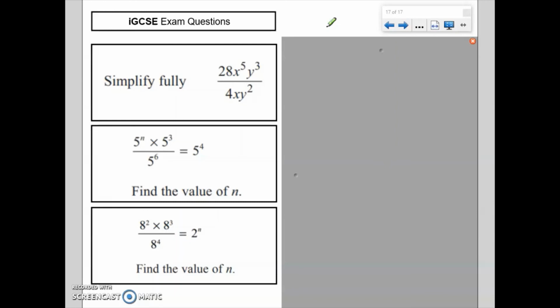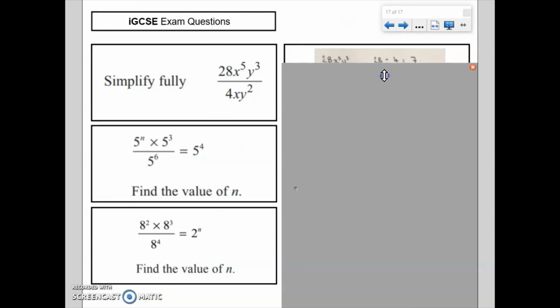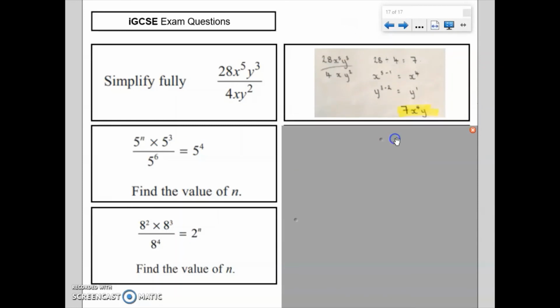Okay, welcome back. Let's have a look at the first one. So here is my fully written solution. You can see I've ended up with 28 divided by 4, giving me a 7. And then I have also taken the base letter x and subtracted 1 from 5 to give me x to the power of 4. And then I've also dealt with the base letter y, 3 take away 2, leaving me with y to the power of 1. So this is my final answer.